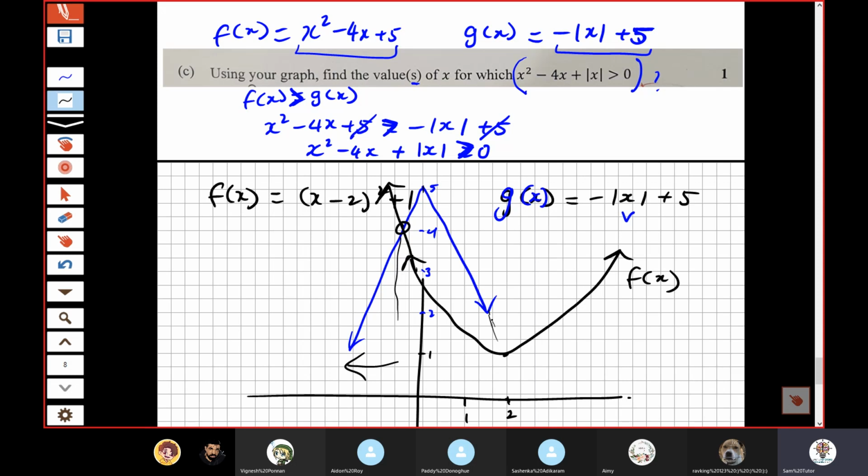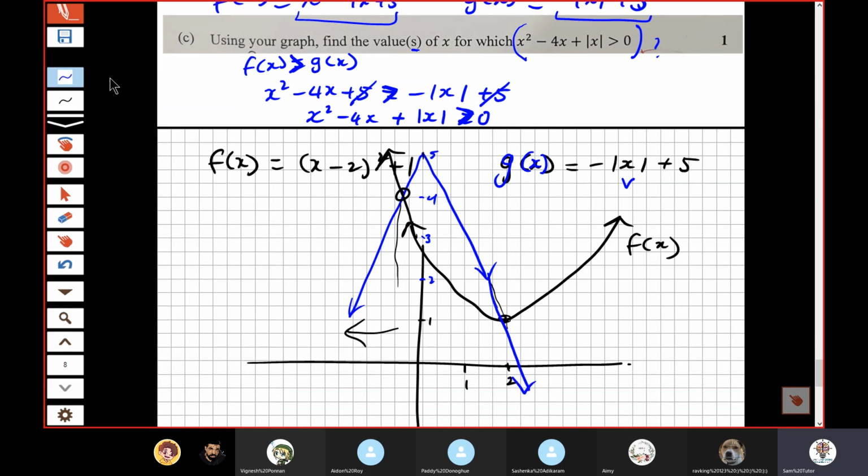And same thing with this one. Right now the blue curve is higher than the black curve, but once they meet, and then the blue curve continues, any x value greater than this, the black curve is higher than the blue curve. So if you had said x is greater than 2, if you had drawn it like me, and x is less than -1, I would have given you full marks.